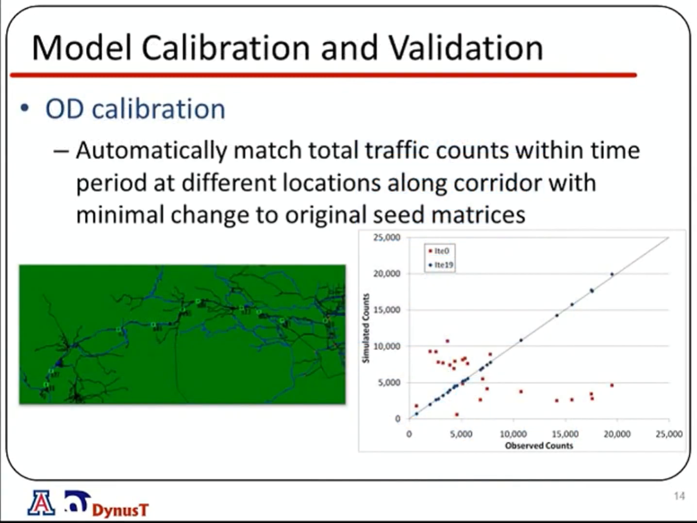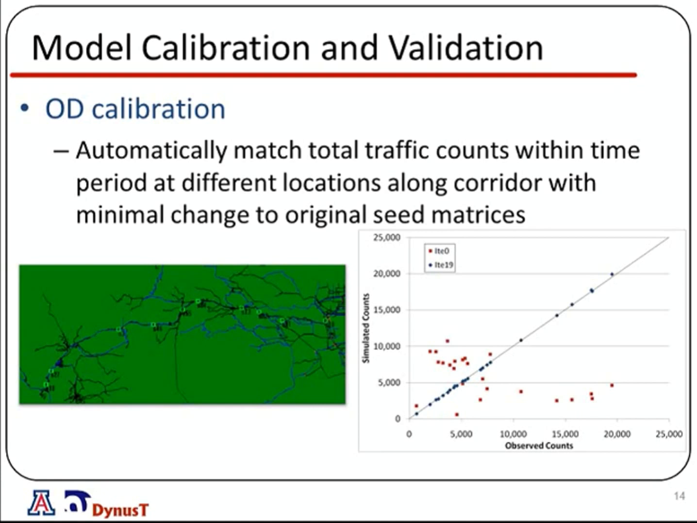Here's an example of the Dynast-T OD calibration procedure. This is a network based on a freeway, I-70 East, on the west side of Denver. The original model that was given did not have well-established OD information. The red dots on the graph show the initial OD of the assignment, and the comparison between the simulated count and observed count is all over the place.